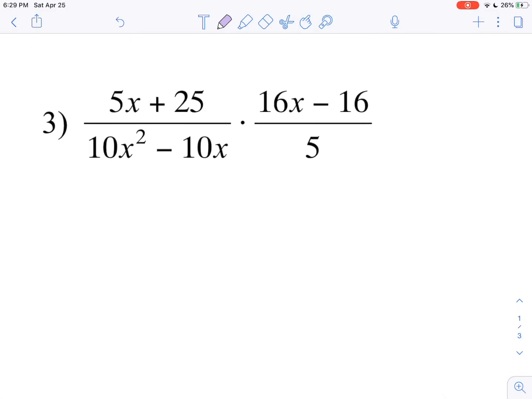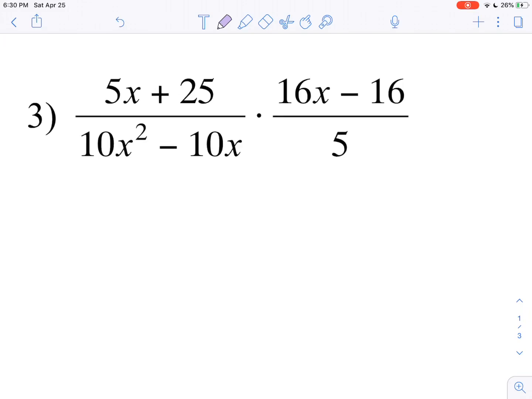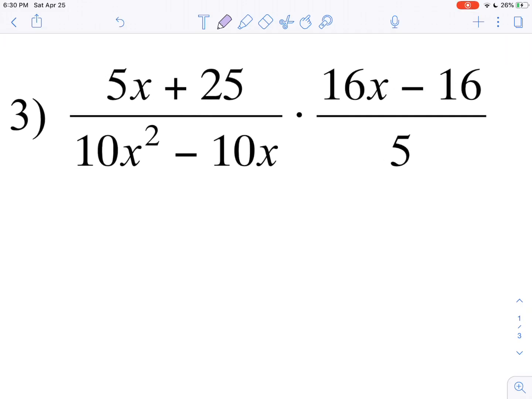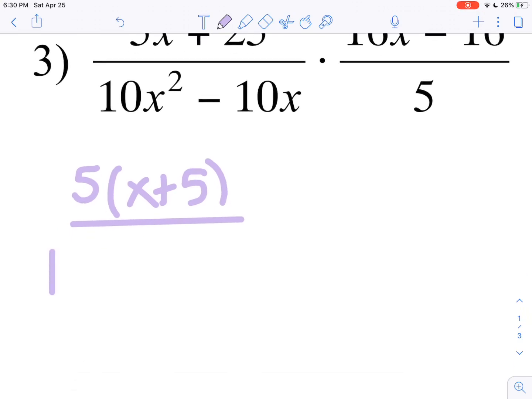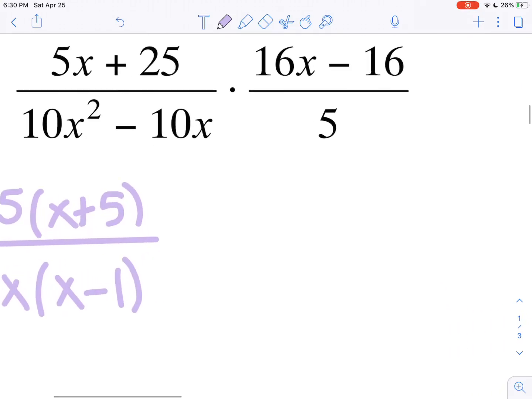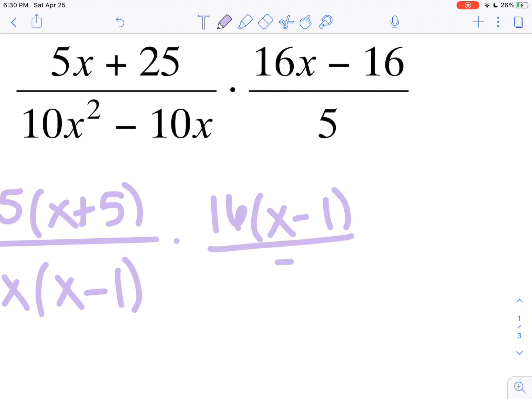Okay, number 3. In the numerator, we can factor. You guys always forget about this. When you have two terms, you could still factor if you look for a GCF. So they both have 5 in common, so I'm going to pull out the 5, and that gives me x plus 5 left in the parentheses. And then in the denominator, there's a GCF of 10x, and I have x minus 1 left in the parentheses. Okay, and then over here, I have 16 as the GCF, and then I have x minus 1 left over 5.